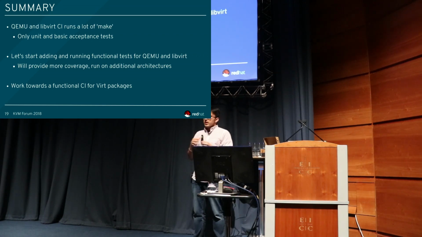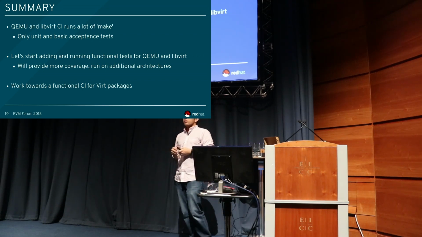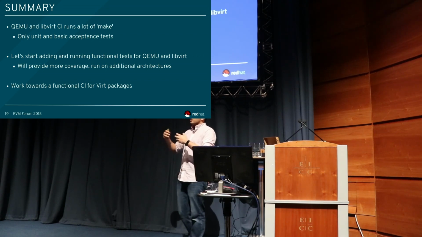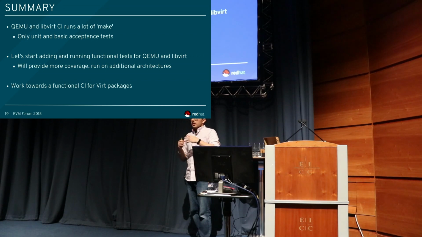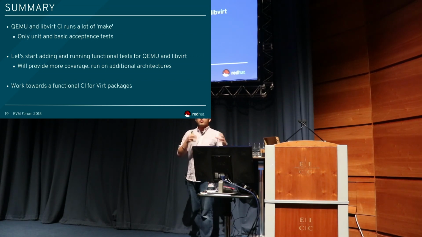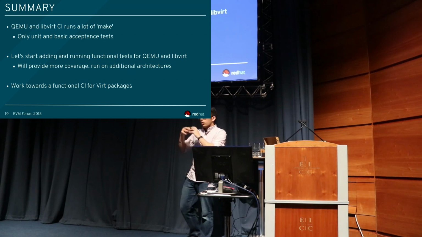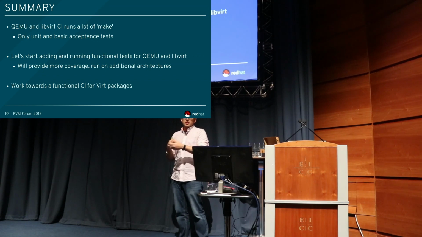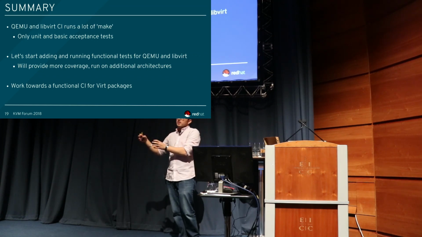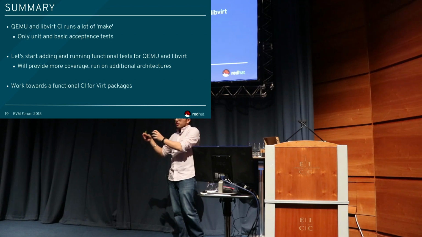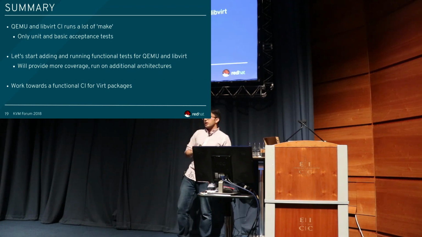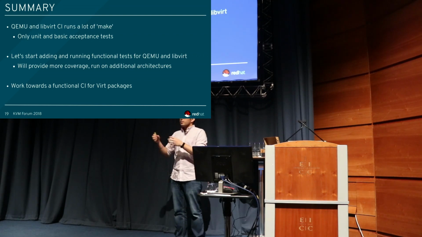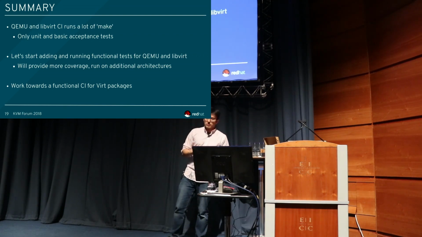When I submitted the abstract for this talk, the name of the talk was Beyond Make and Make Check, because I wanted to look at what else is out there, what the options are. Can I run something apart from make and make check that will let me run functional tests for QEMU and libvirt? But as I've been learning over the last couple of weeks, that wouldn't be a solution. The solution would be to integrate functional tests into make check, so that they are part of the developer workflow.